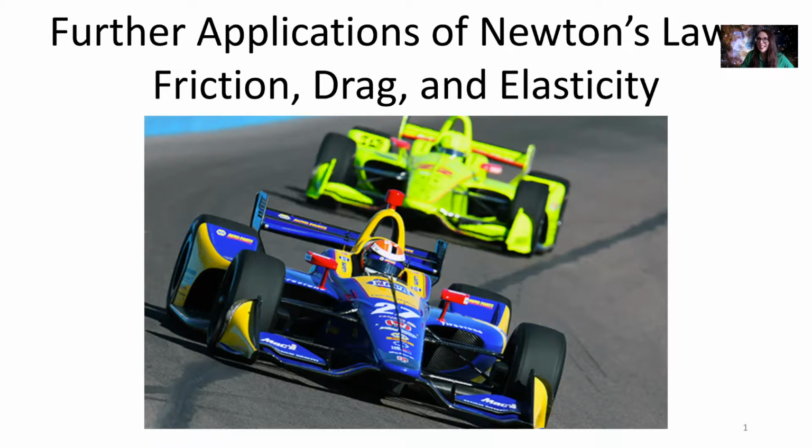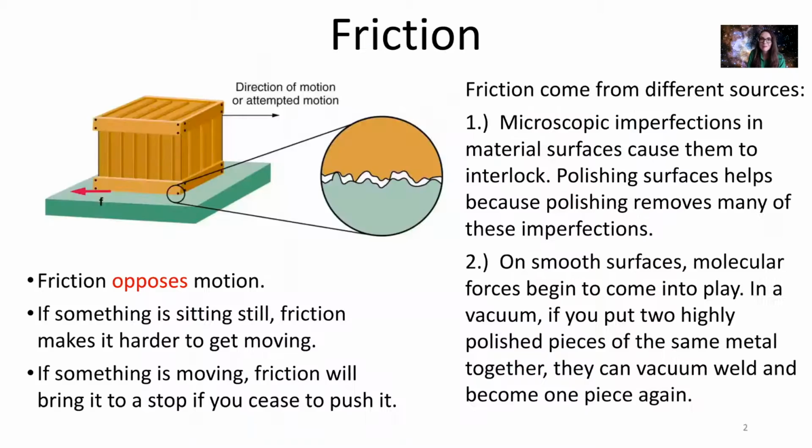Here's an example of a lot of drag and a lot of friction for sure. We've got these Indy cars here, and there's friction between the tire and the road. And you also have drag, the aerodynamic drag that these cars are experiencing as they're moving around the track. And these cars are designed specifically to reduce the drag so that they can move as fast as possible.